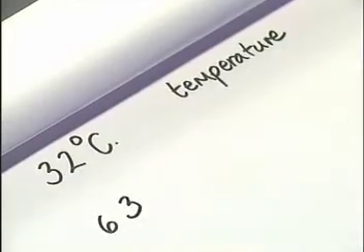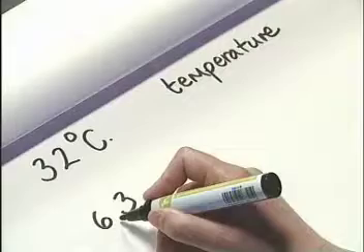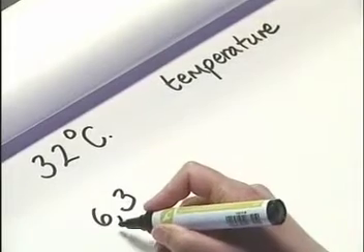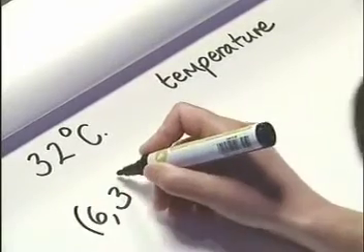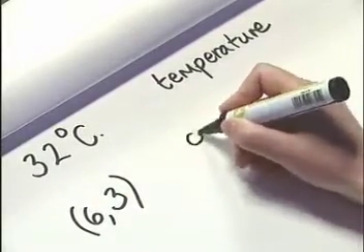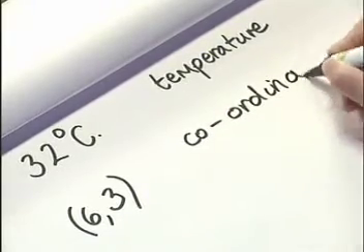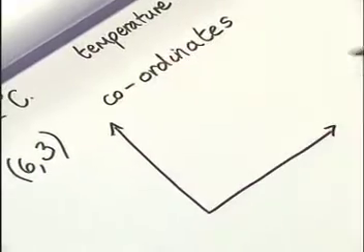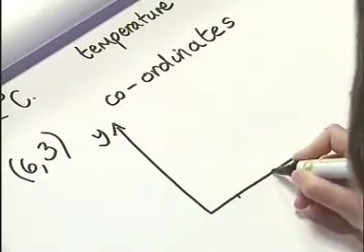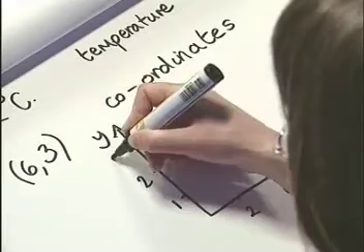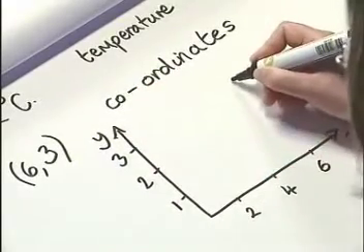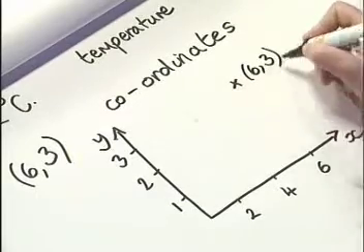Let's have a look at a couple of numbers now. It could be 6, 3, or it could be 63. Let's put a little bit more context there. If I put a comma between them, then I know it's not 63, but I'm still not sure what the meaning is. It could be a number of things. But if I then put brackets around it, I know straight away that it's a pair of coordinates. And what it represents is the position 6, 3 on my coordinate axis. So I would go 6 in the x direction, 3 in the y direction, and that is the position that that coordinate is representing.